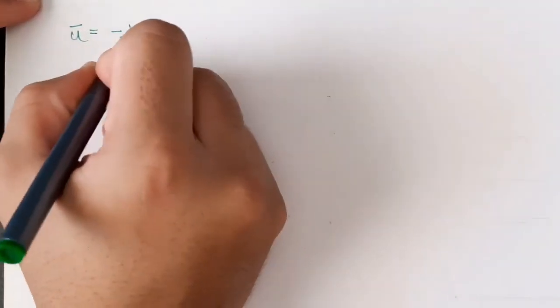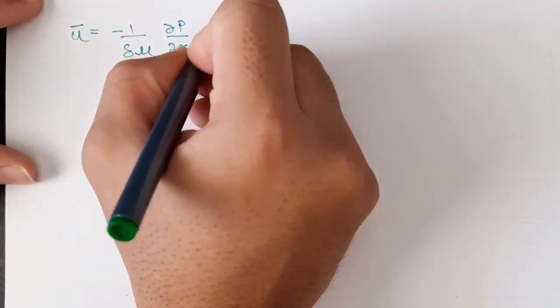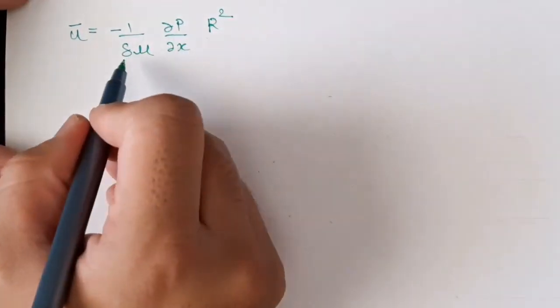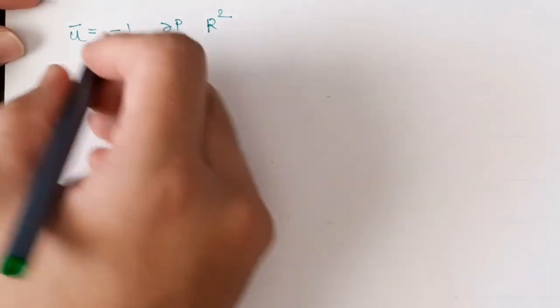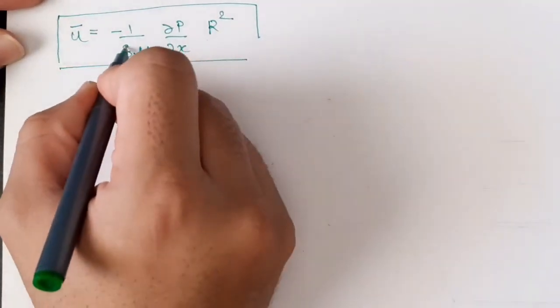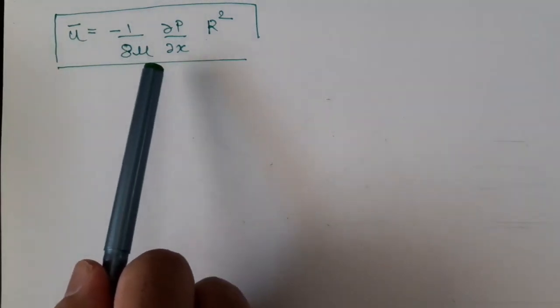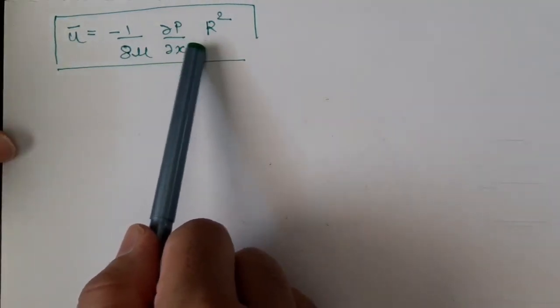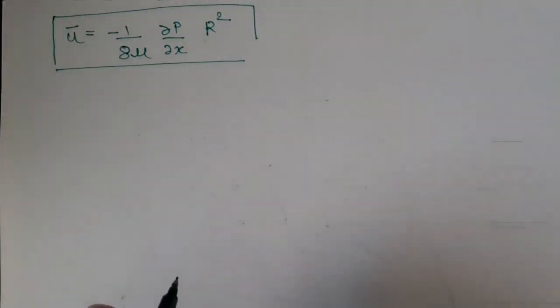We have the equation of average velocity, that is U bar equals minus 1 upon 8 mu into del P by del X into capital R square. This equation we derived in the previous video, so if you have not seen that video, then see that first. Here mu is the dynamic viscosity, del P by del X is the pressure gradient, and R is the radius of the pipe.